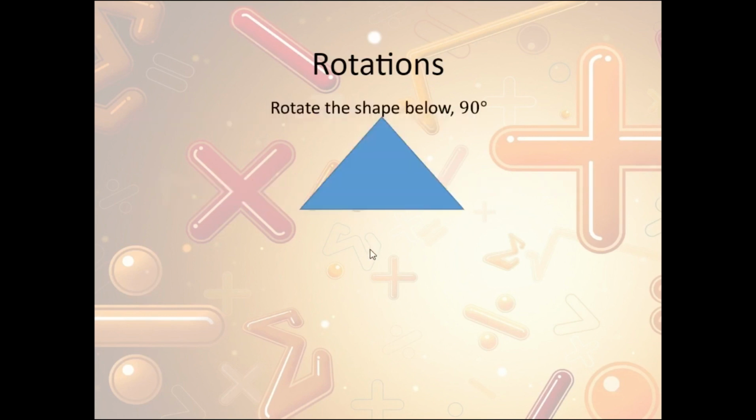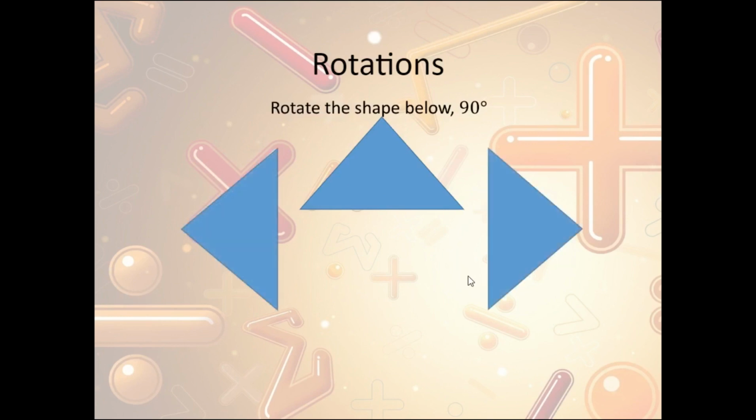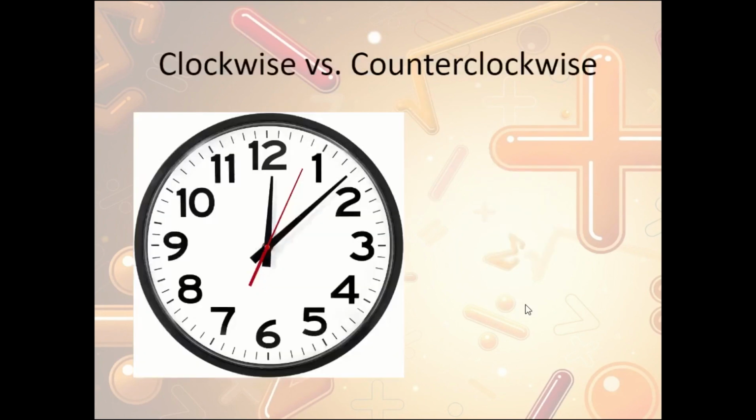So rotating 90 degrees. If I were to take this and rotate it 90 degrees, I'm going to flip it and turn it sideways. So either of these would be a 90-degree rotation. That creates a need for us to have a direction, right? Because if both of these are a rotation of 90 degrees, then which one's the correct one? Well, we need to tell which way we're rotating.